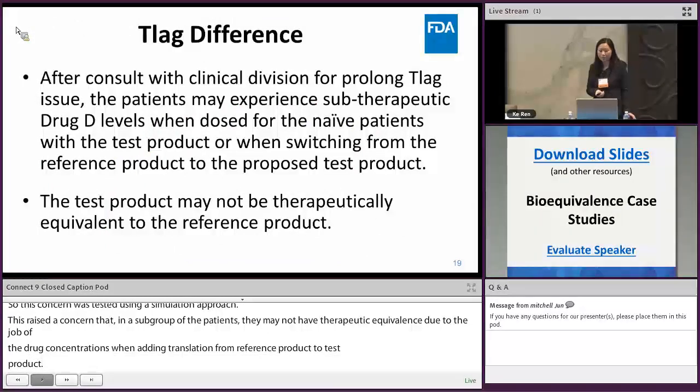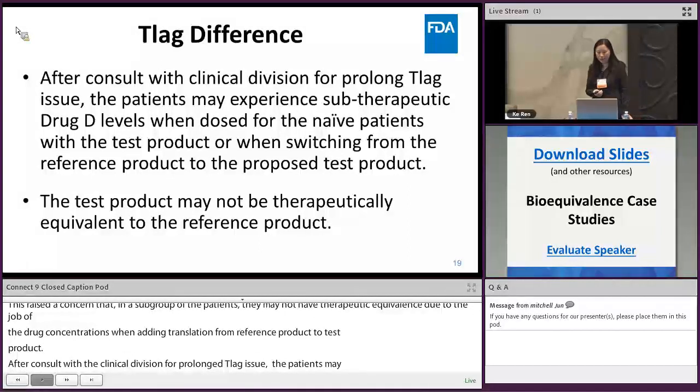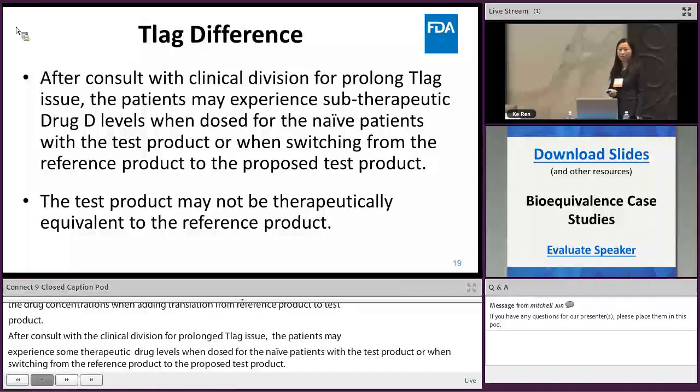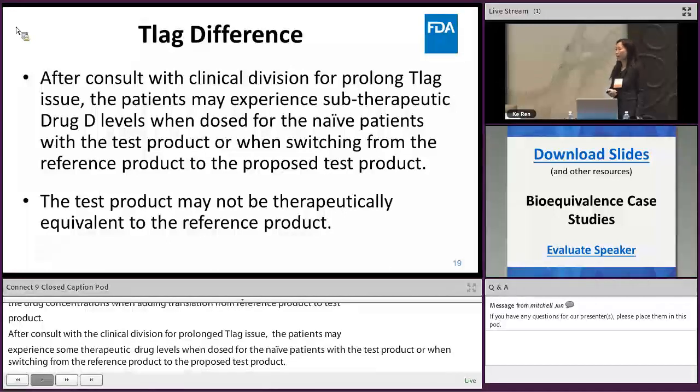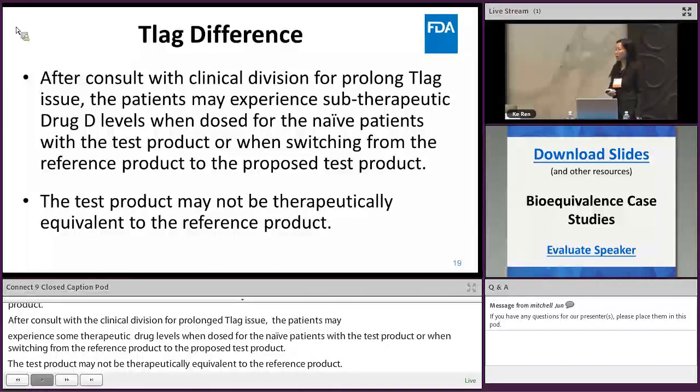So after consulting with the clinical division on the prolonged Tlag issue, the patient may experience subtherapeutic drug level when dosed for the naive patient with the test product or when switched from the reference product to the proposed test product. So they concluded the test product may not be therapeutically equivalent to the reference product. The applicant was asked to consider reformulating their product.